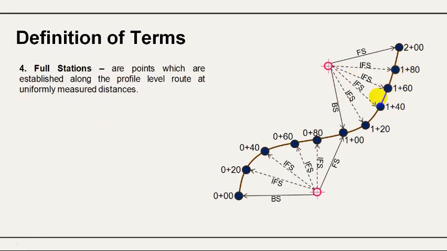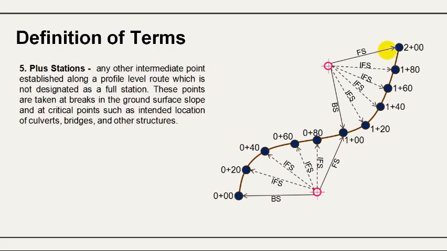Next is full stations, which are points established along the profile line level route at uniformly measured distances. So, in this case, ang atong mga full station is 1 plus 000 and 1 plus 200. Usually, ang full stations ay multiples na siya sa 100, 50, or 30. That is 20 or 10 meters.